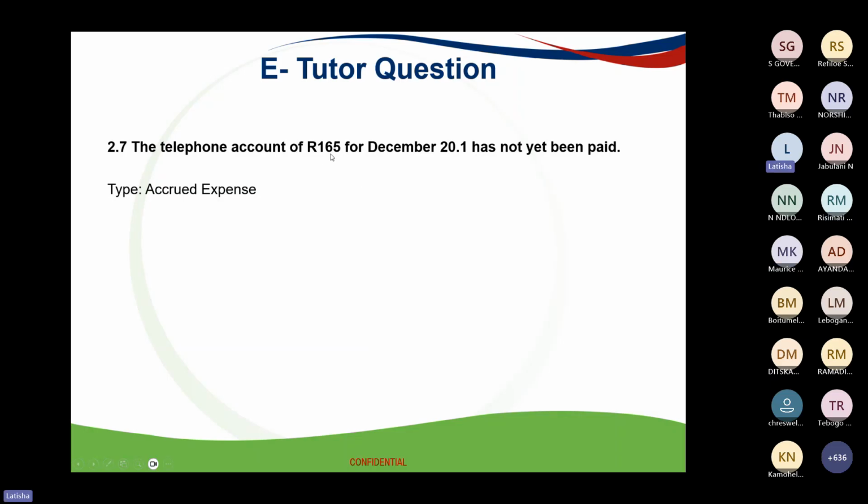Okay. They've given us the amount. They're telling us it's 165 Rand and it's only for December. So it doesn't look like there's any calculation that we need to do. And therefore, it's as simple as our journal entry. Because we have not recorded the expense, we now have to record it. That is why we debit telephone expense to record the expense for December and credit accrued expense.